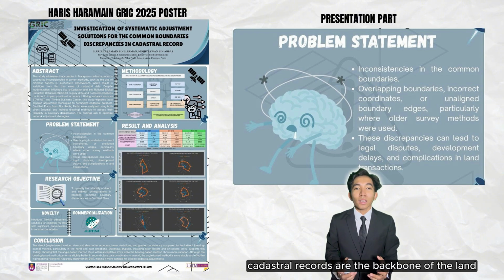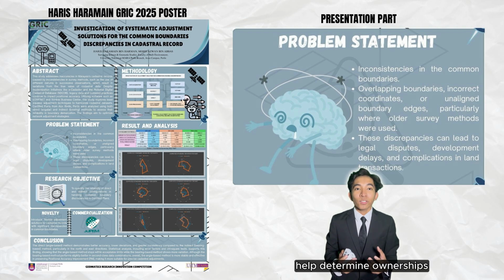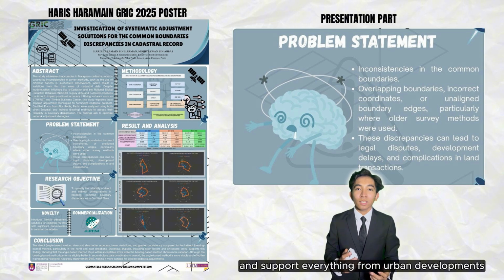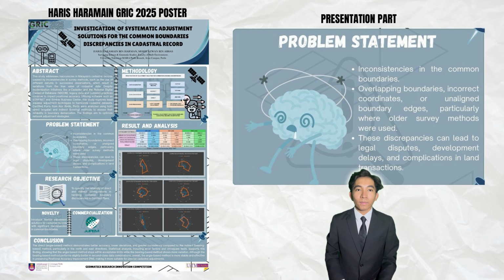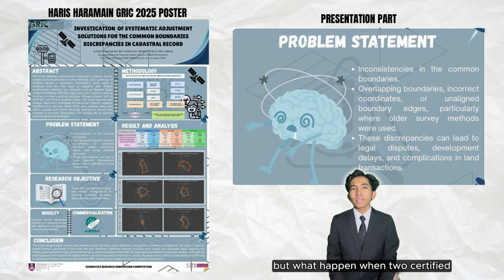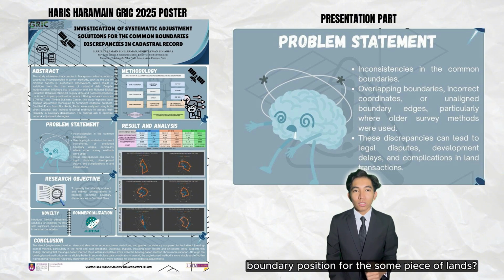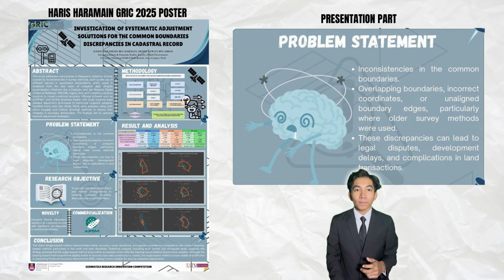Cadastral records are the backbone of land ownership. They define property lines, help determine ownership, and support everything from urban developments to agricultural zoning. But what happens when two certified plans show slightly different boundary positions for the same piece of land?